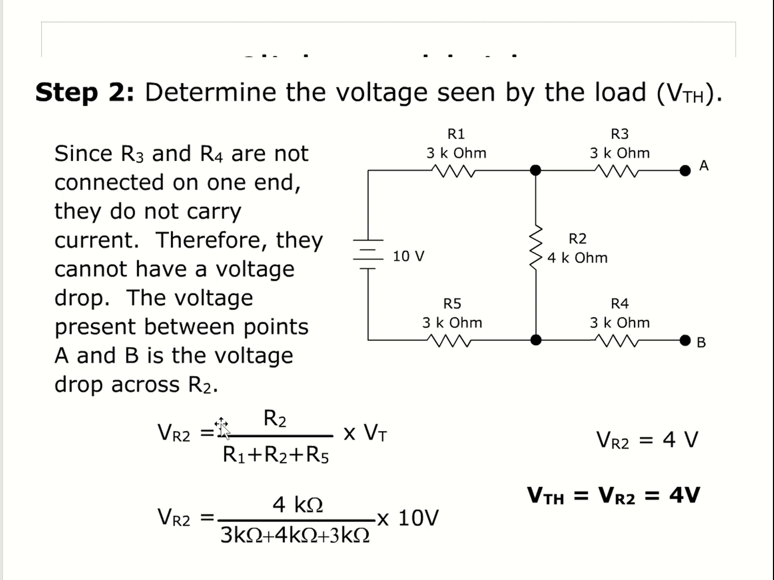We will apply the voltage divider rule. The voltage divider rule at resistor R2 means R2 will be on top, divided by the sum of the total resistance, which will be R1, R5, and R2, multiplied by the total voltage. Simplifying this equation will give us 4 volts.